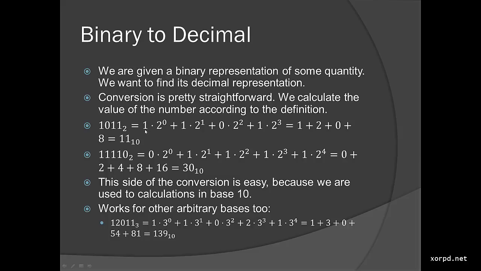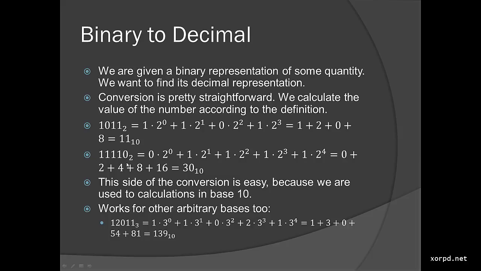Now, it is interesting to see that these digits 1, 1, 0 and 1 are actually the digits of the number 1101. If we keep calculating, we get 1 plus 2 plus 0 plus 8, which is 11 in base 10. Another example, you could look at it for a few seconds just to make sure that you understand.